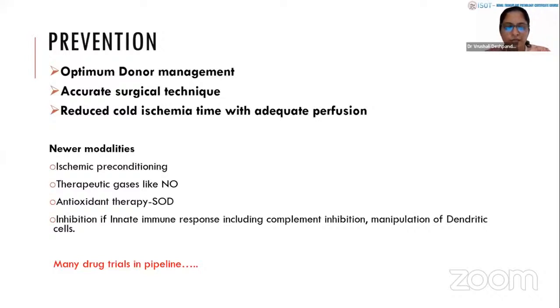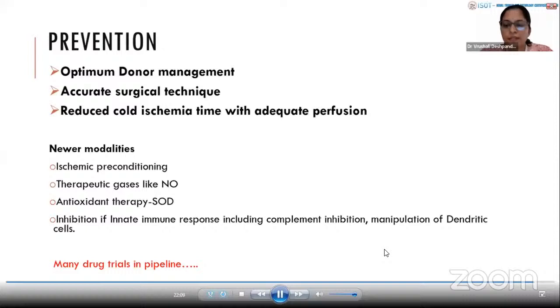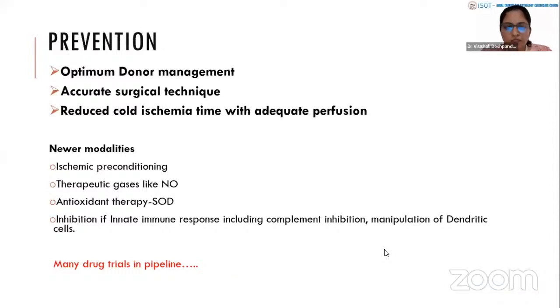And apart from that, there are some newer modalities mentioned in the literature and many drug trials in the pipeline, including the concepts of ischemic preconditioning of the graft, use of therapeutic gases like nitrous oxide, use of antioxidant therapies like SOD, then inhibition of innate immune responses, including complement inhibition, manipulation of dendritic cells. All these therapies are at experimental animal model levels, and still they are not reflected in clinical transplantation management.